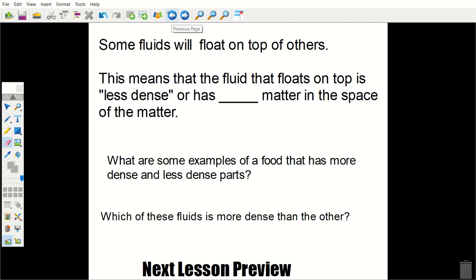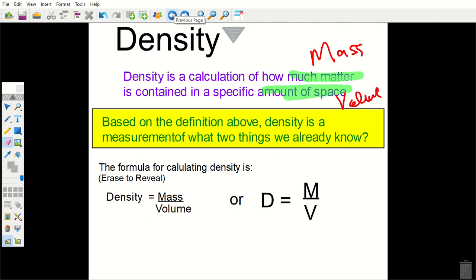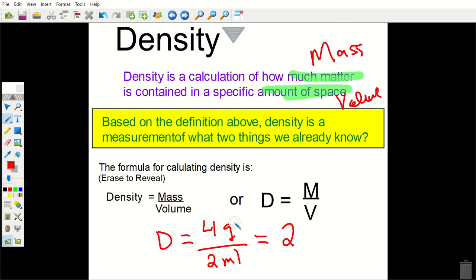So if I were to choose some irregular objects, let's say that T-Rex has a mass of 4 grams and a volume of 2 milliliters. Just assume that's how much the T-Rex weighed, 4 grams, and it displaced 2 milliliters of water. So the density of that T-Rex would be 4 divided by 2, which is 2, in grams per milliliter. The density of the little T-Rex would be 2 grams per milliliter.